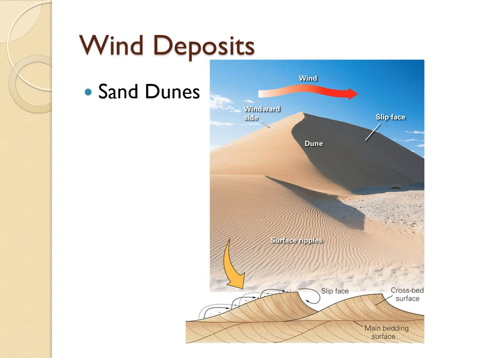So what happens is the wind blows up that gentle side, and then your little sand grains hop all the way up there. When they get to the very top, to the crest, they slide down that steep part.